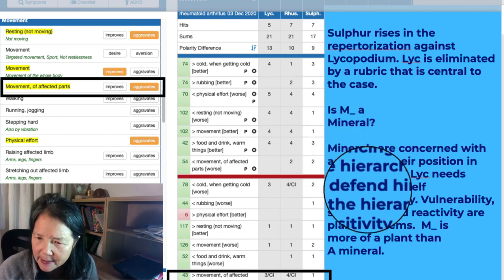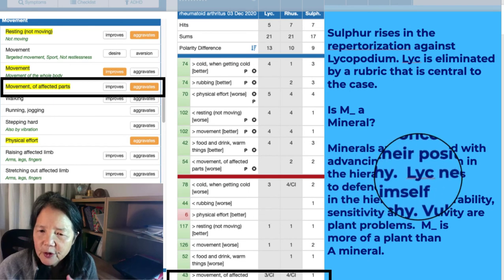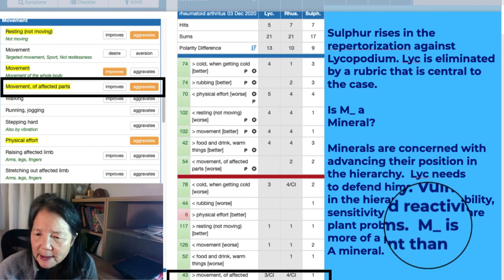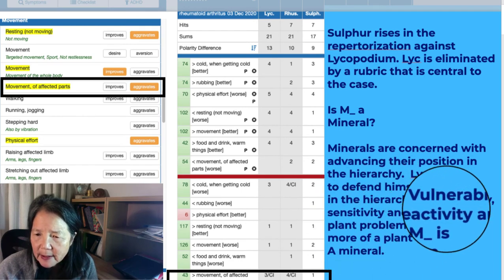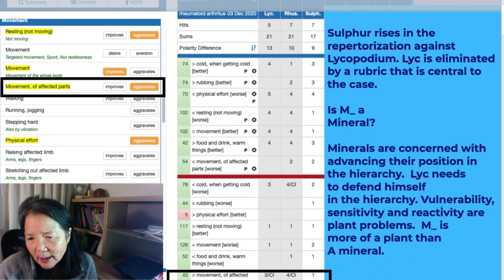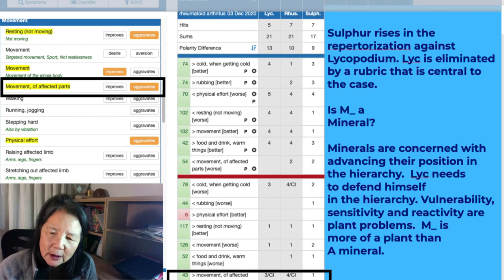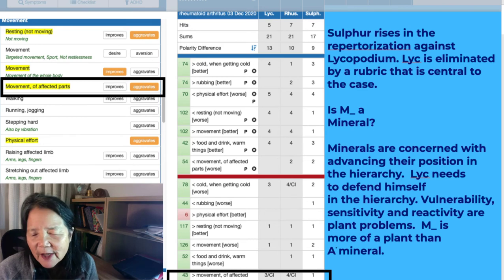But everyone has this task. Lycopodium has a task too, but they're defending themselves in the hierarchy and among people. They're very vulnerable and sensitive and reactive. So these aspects are plant problems. And honestly, she is vulnerable and sensitive and reactive, so it's easy for me to say she's a plant. You have to look a little more closely at what we mean by a plant and what we mean by a mineral. I'm going to go into this more. I myself am now working with this differentiation. So if I don't give it to you perfectly, you ask questions and let's pick it apart more and see if you can understand more.